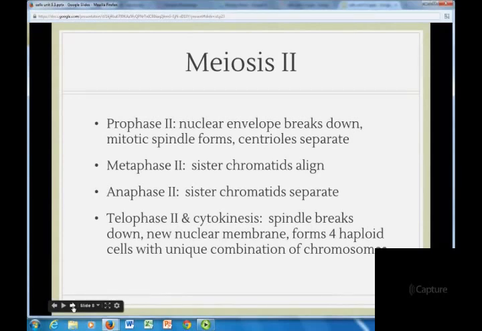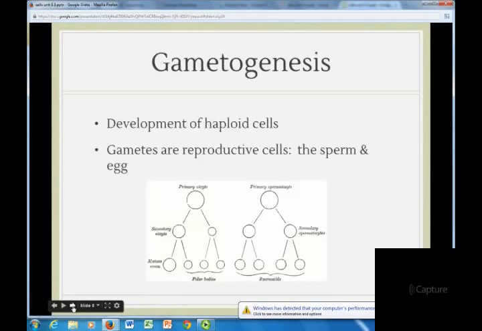During telophase 2 and cytokinesis, you'll have the spindle break down, the new nuclear membrane forming, and now you'll have 4 haploid cells. Each are going to have a unique combination of chromosomes formed as a combination from what the parent cell had. So this process of developing or forming these haploid cells is called gametogenesis.